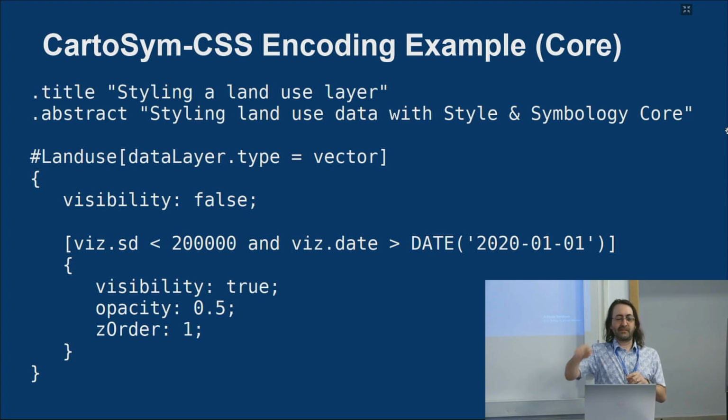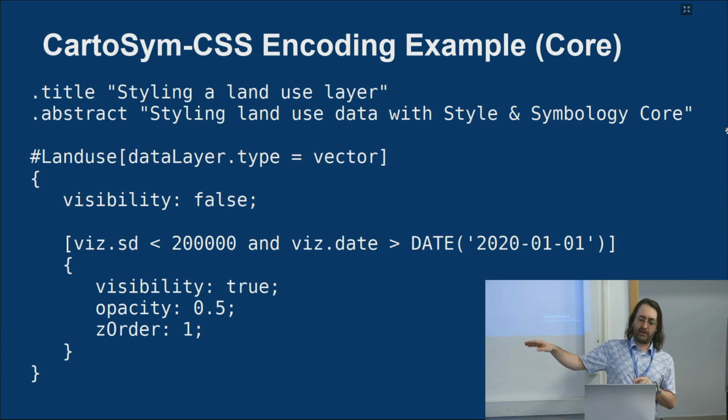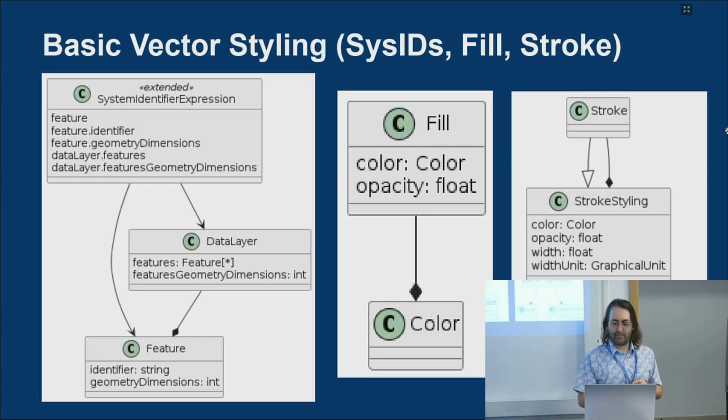And then there's a nested rule that says if the scale denominator is smaller than 200,000, and the date is after January 1, 2020, then turn the visibility on, set opacity to 0.5, 50%, and Z order is 1. So this is only using the core requirements class. Of course it doesn't do much, but I'll have more detailed examples as we cover a bit more content.